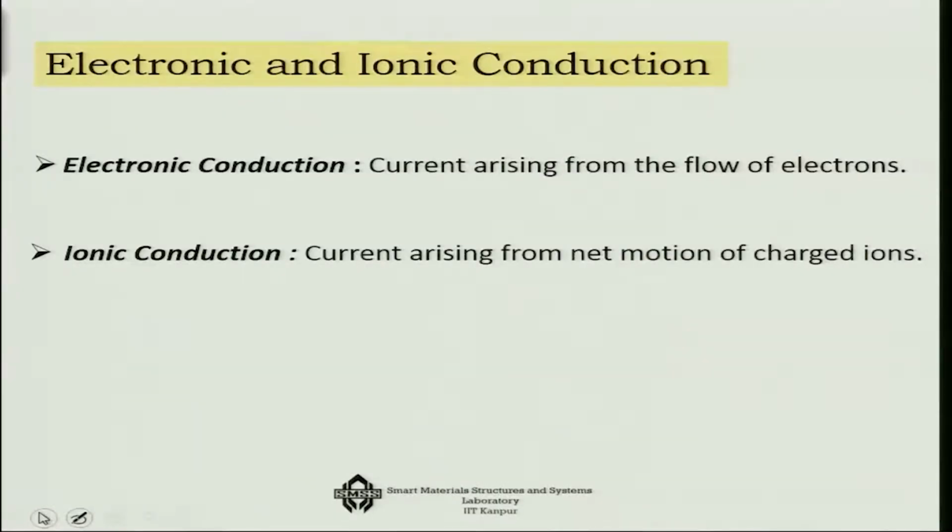Now, the next point is electronic and ionic conduction. How does the conduction basically take place? There are two ways. One is conduction due to the flow of electrons, and another is ionic conduction, where current arises from the net motion of charged ions.